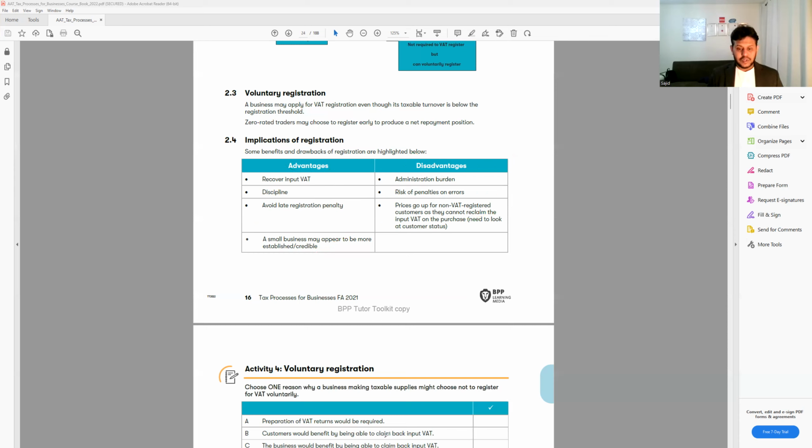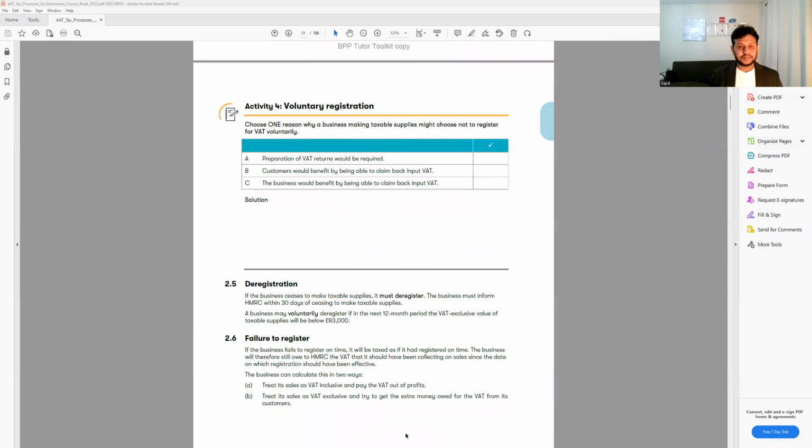All right, let's have a look at the next one. The next one we have here, voluntary registration, activity 4. Choose one reason why a business making taxable supplies might choose not to register for VAT voluntarily. So what is the reason behind it? They will think, no, I don't want to register for the VAT voluntarily. So what is the reason? They might think, I don't want to because this is the problem. So the preparation of the VAT return will be required. That's the reason, isn't it?